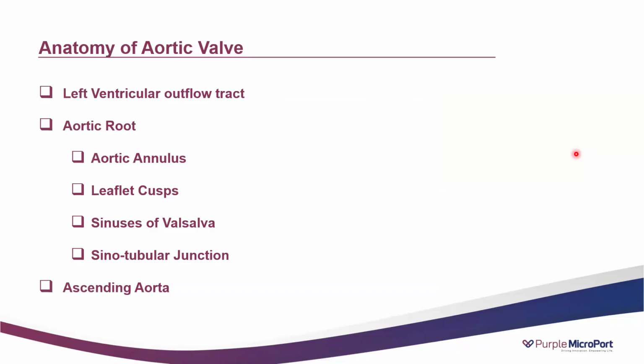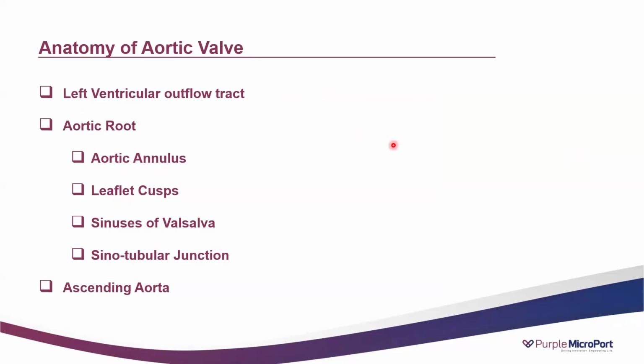Now, anatomy of an aortic valve. What do we see in the aortic valve? We see the left ventricular outflow tract. The left ventricular outflow tract is below the annulus, 1 to 6 mm below the annulus. Then we see the aortic annulus, which is a ring formed when all three leaflets join; they form a circular ring, which is called the annulus. Then we have the leaflet and the cusp, sinus of Valsalva, sinotubular junction, and ascending aorta.